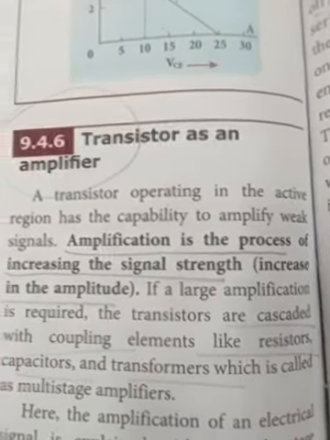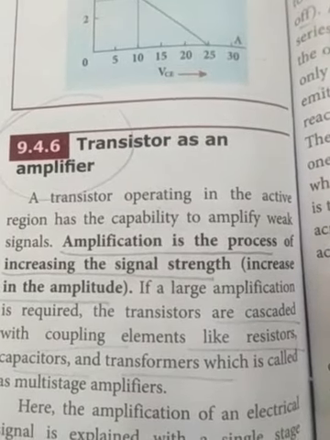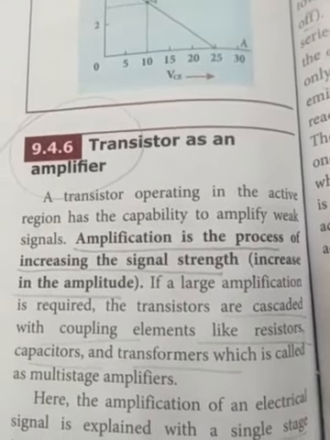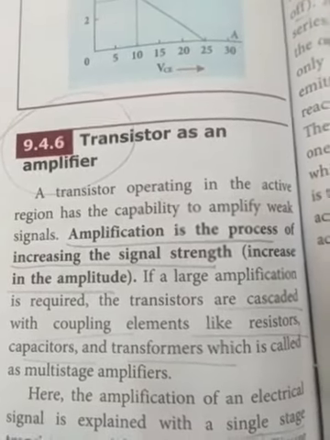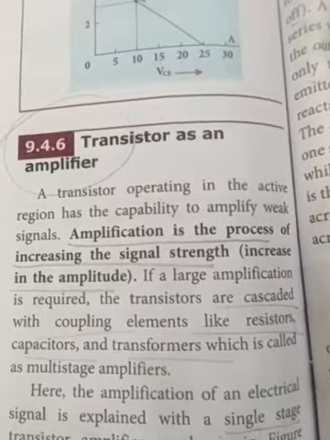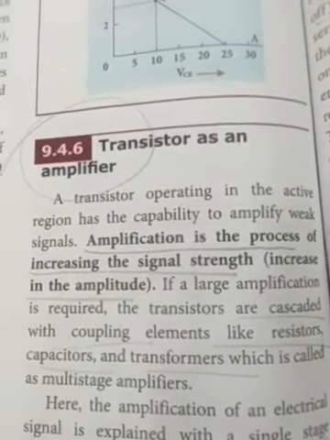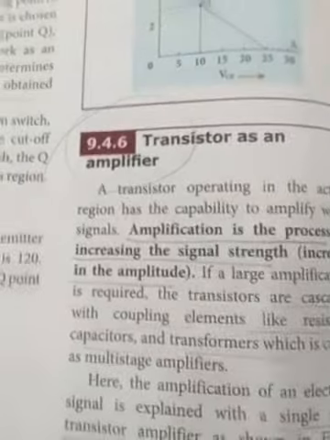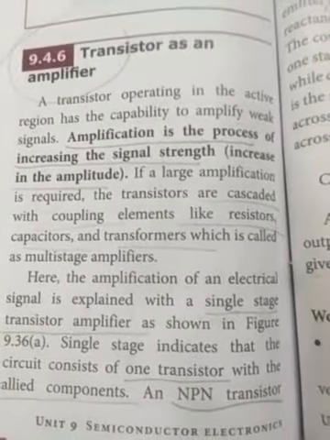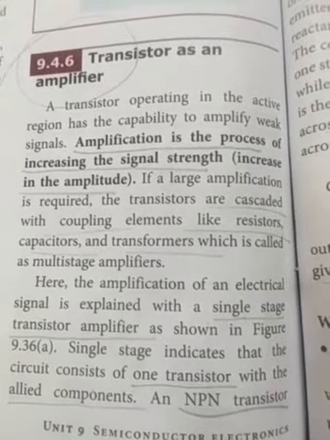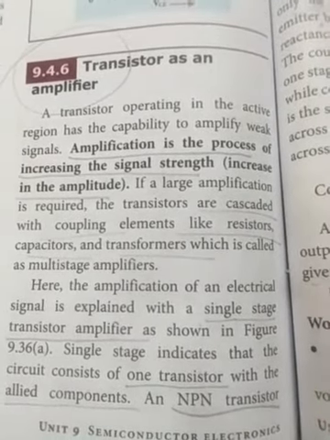If a large amplification is required, the transistors are cascaded with a coupling element like resistor, capacitor and transformers, which is called a multi-stage amplifier. Here the application of the electrical signal is explained with a single stage transistor amplifier.